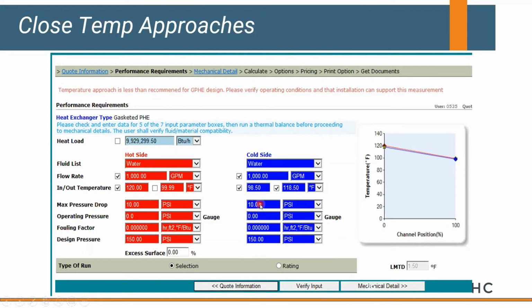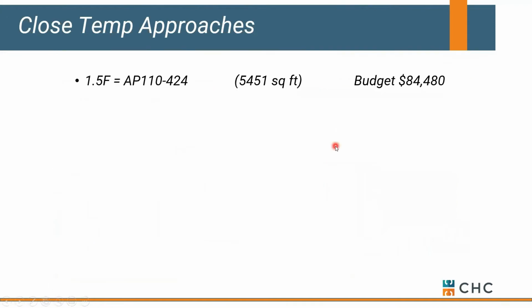Okay, so in this case, 1.5 degrees is my approach temperature, and I limited my pressure drop across the heat exchanger to 10 pounds. You might be able to raise that a little bit at 1,000 gallons a minute, but I didn't want to go crazy on that. So we can do that, okay? A close approach temperature, 1.5 degrees, sets me up with a unit that's got 8-inch connections, but I need 424 plates. I need about 5,500 square feet of heating surface area to get there, and my budget's about $85,000.